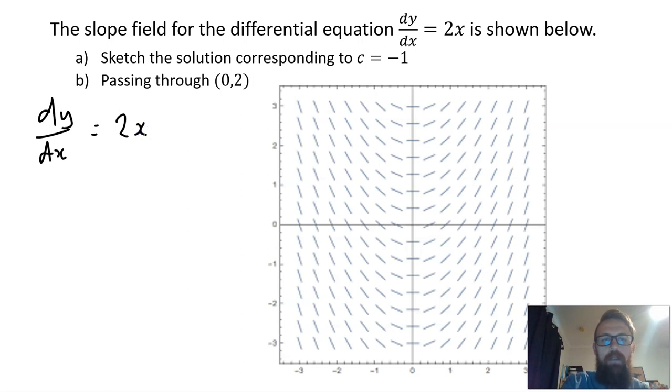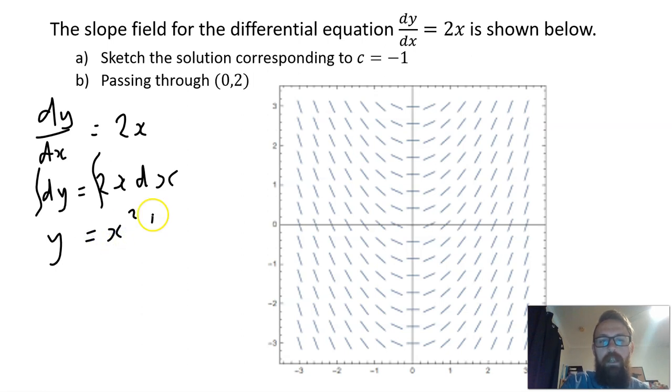We can bring the dx up, so dy equals 2x dx. We can integrate both sides. When we integrate dy, we just get y. If we integrate 2x, we get x squared plus c. We're asked to sketch the solution corresponding to c equals negative 1, so we're going to sketch the solution y equals x squared minus 1.